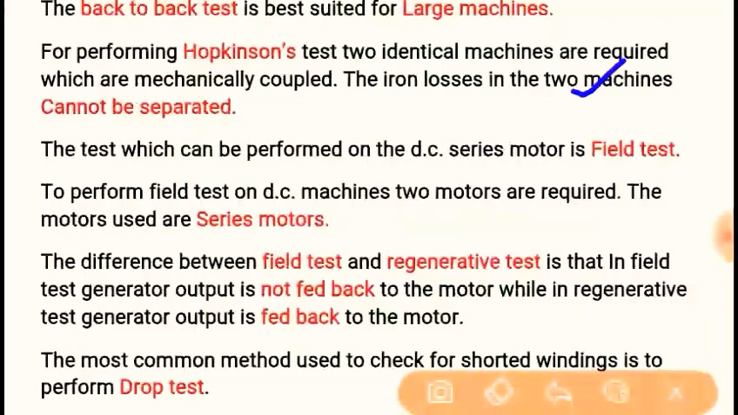For performing Hopkinson's test, two identical machines are required which are mechanically coupled. The iron losses in the two machines cannot be separated. The test which can be performed on a DC series motor is the field test. To perform the field test on DC machines, two motors are required. The motors used are series motors.